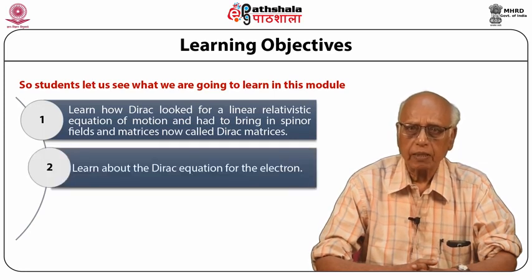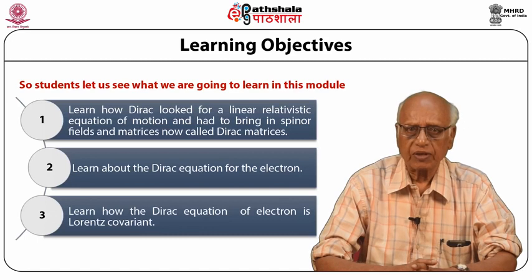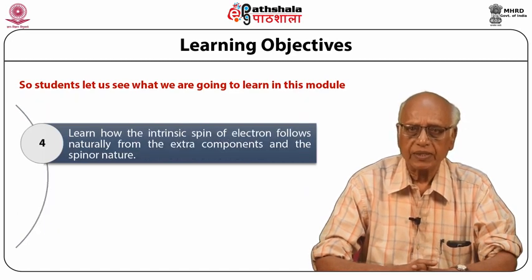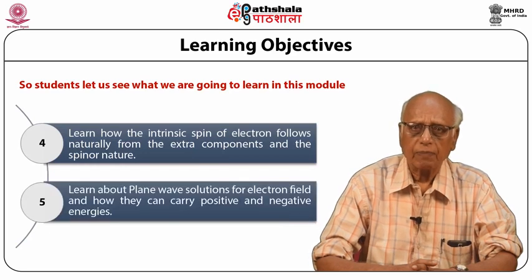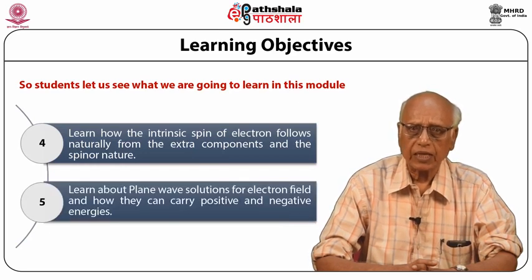You also learn about the Dirac equation for the electron, and how the Dirac equation of the electron is Lorentz covariant. You learn how the intrinsic spin of the electron follows naturally from the extra components and the spinor nature. You learn about plane wave solutions for the electron field and how they can carry positive and negative energies.